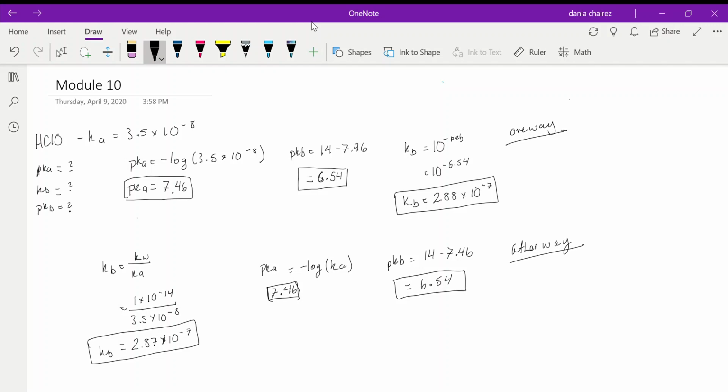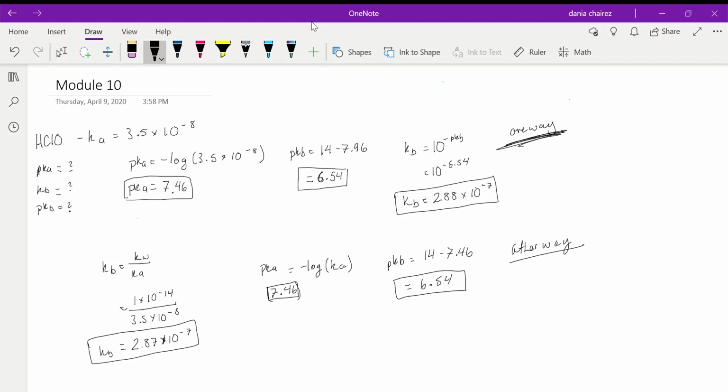So I think this way is just easier because you save yourself the hassle of having to divide things. But there are times where you do have to find your Kb by doing this because pKa and pKb don't matter, so that would be extra steps in your problem and you don't want to do that. So this is the way to do it if you're just trying to find your Kb from your Ka, and this way would be the way I'd do it if I had to find all three things from one given, just because I think it's less steps.